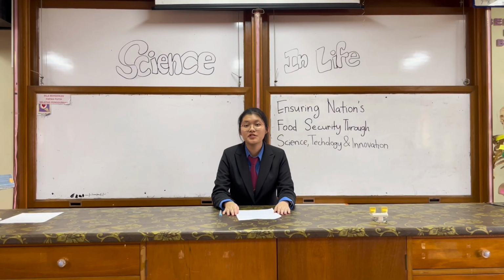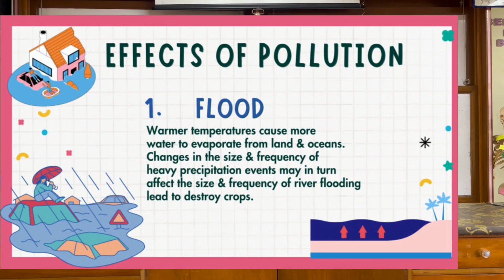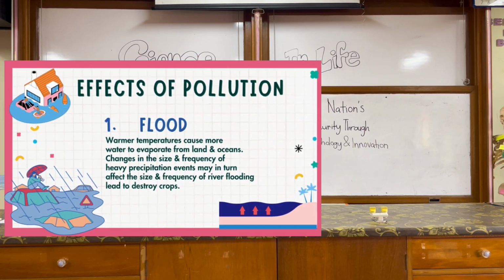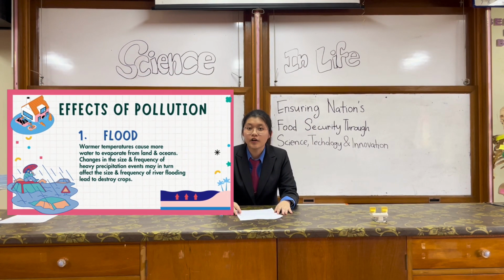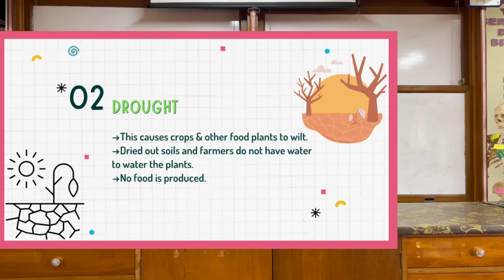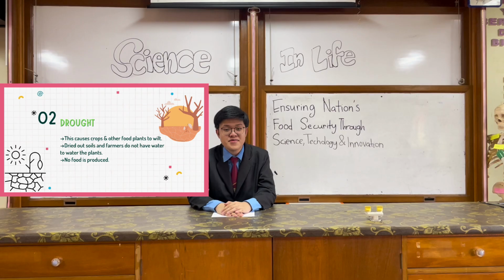First of all, pollution will cause climate change, and natural disasters may end up happening. Let's take flood as an example. As warmer temperature will cause more water to evaporate from the land and oceans, changes in size and frequency of heavy precipitation events may in turn affect the size and frequency of river flooding, leading to destroyed crops. It may cause drought as well. This causes crops and other food plants to wilt because of dried up soils and farmers do not have water to water the plants. Therefore, no food is produced.